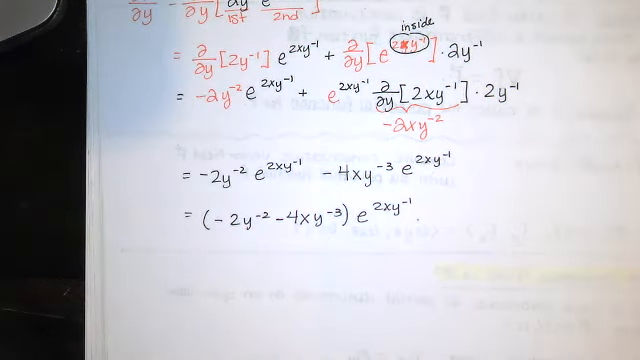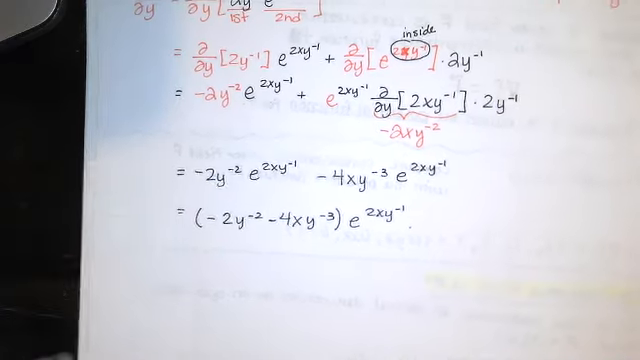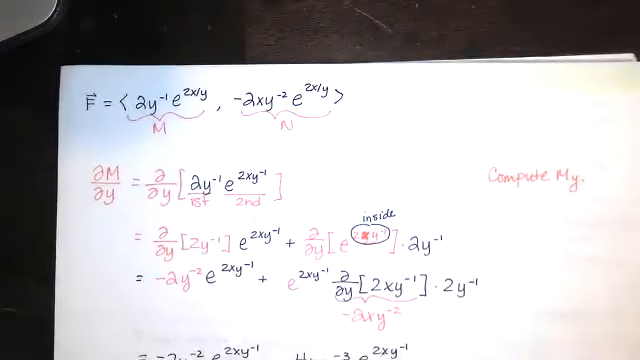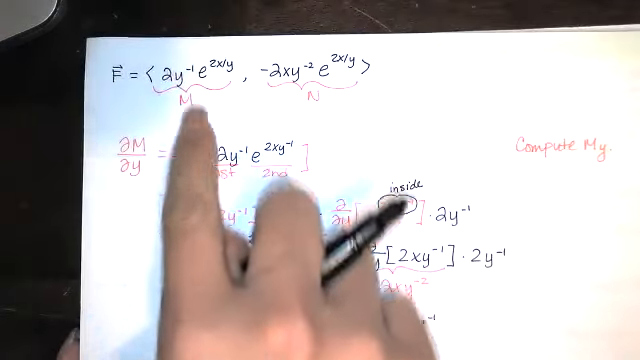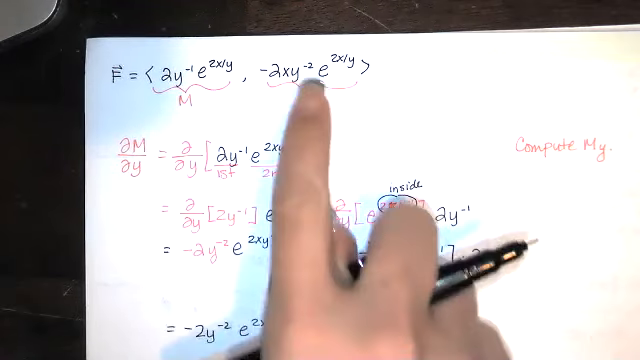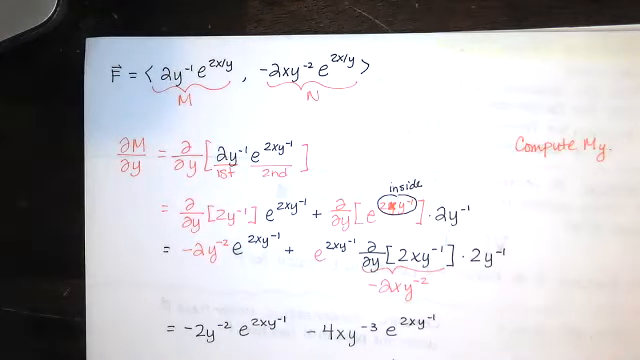All right, so we computed the partial of m with respect to y, and it looked like that. So take the derivative of the x component with respect to y. Now I need to take the derivative of the y component with respect to x, and we see if they're the same thing. If they're the same, the field is conservative.